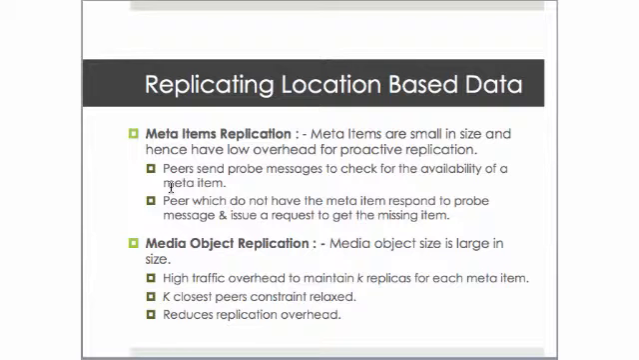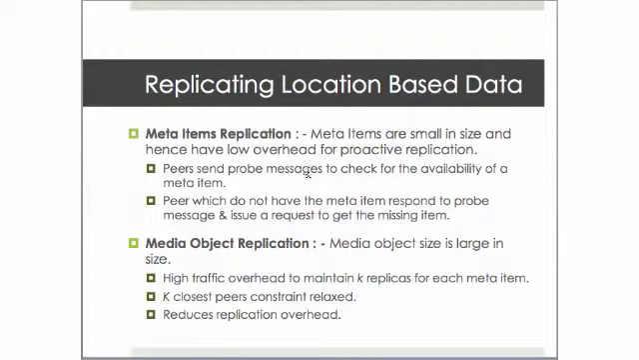In this section, we study about replicating location-based data. Here in the GeoSwarm, two types of information need to be replicated. The first is the meta items replication. The second is the media object replication, which is the replication of the multimedia content itself. As we studied earlier, the meta items are nothing but meta information, and these are relatively small in size, and hence have really low overhead for proactive replication.